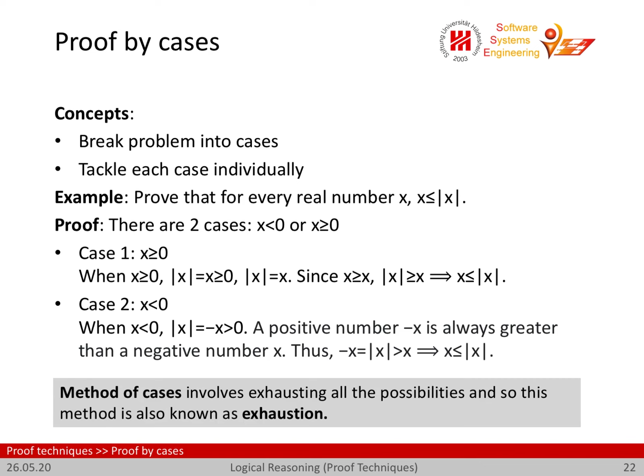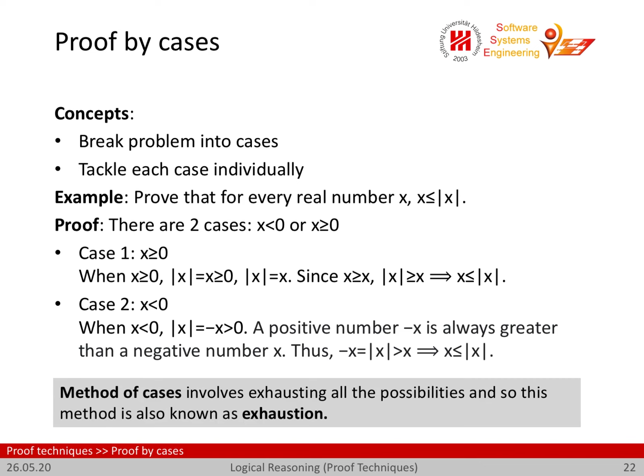Again, for the individual proofs, we can then use any arbitrary method. So that could again be a proof by cases. It could be a proof by contradiction. It could be a direct proof, an induction proof, whatever.